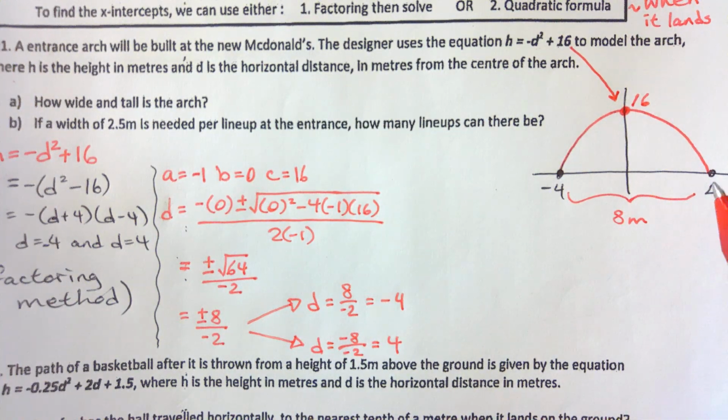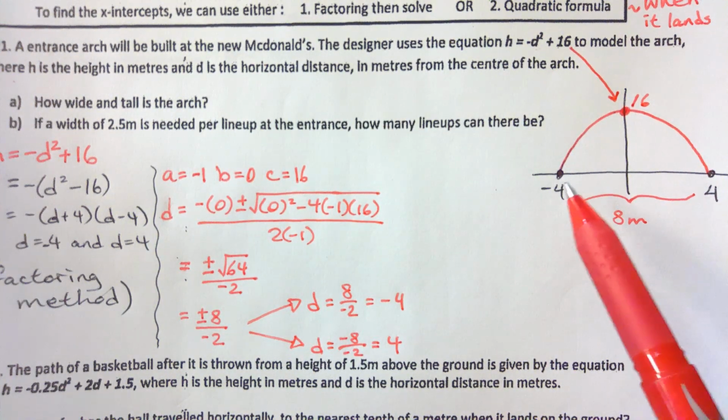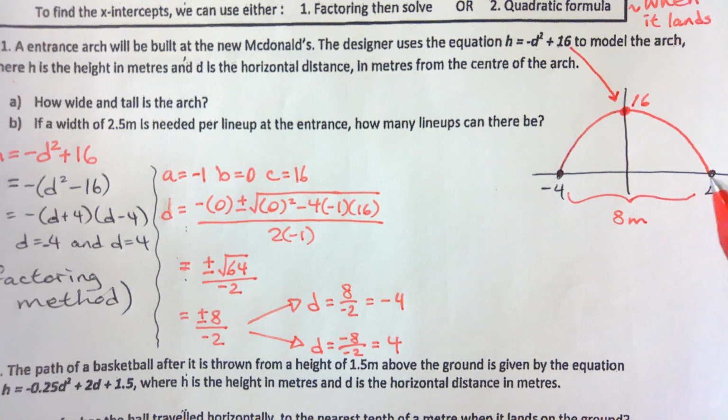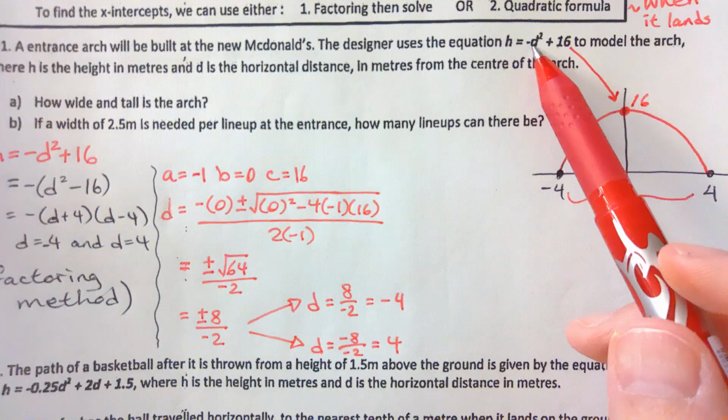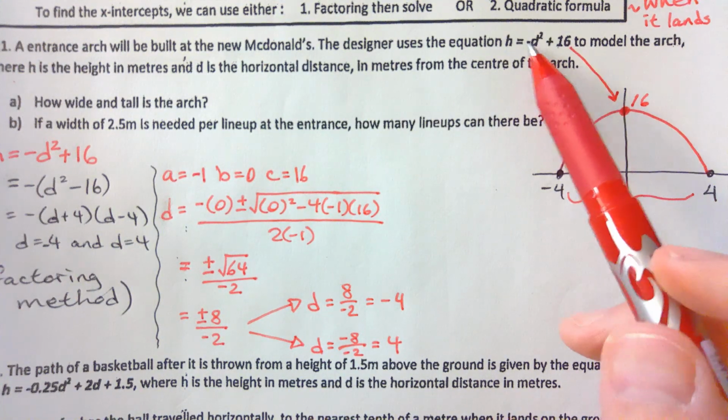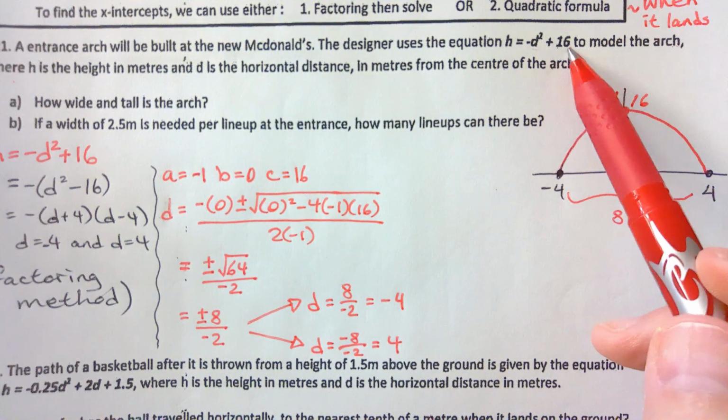Another method you could do, remember, your vertex is in the middle of your 2 points. So that means that's 0. When d is 0, what's h? So it's -0 squared plus 16, you get 16.